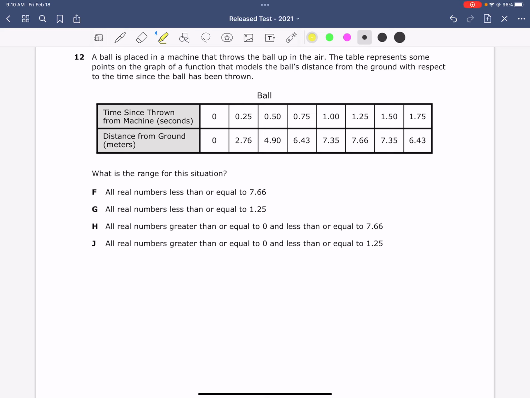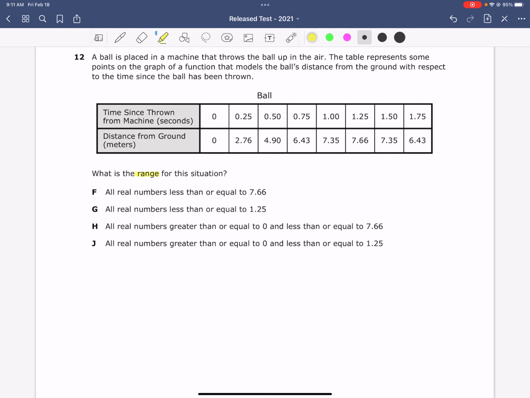A ball is placed in a machine that throws the ball up in the air. The table represents some points on the graph of a function that models the ball's distance from the ground with respect to the time since the ball has been thrown. What is the range for this situation?